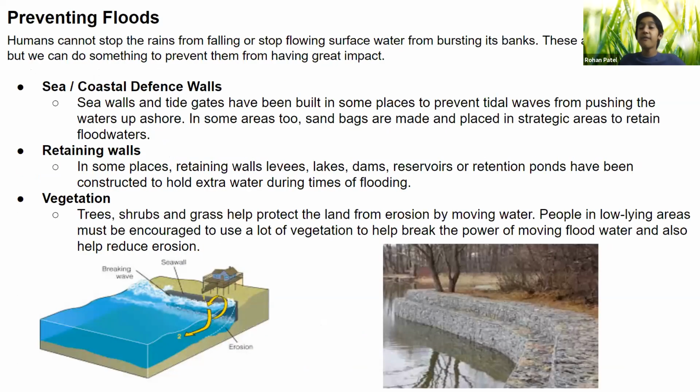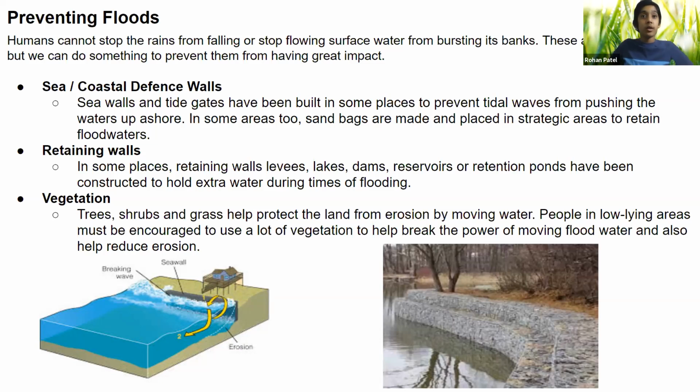Preventing floods. Humans cannot stop rain from falling or flowing surface water from bursting its banks. These are natural events, but we can do something to prevent them from having great impact. One is sea or coastal defense walls. Sea walls and tide gates have been built in some places to prevent tide waves from pushing waters up ashore. In some areas too, sandbags are made and placed in strategic areas to retain floodwaters.